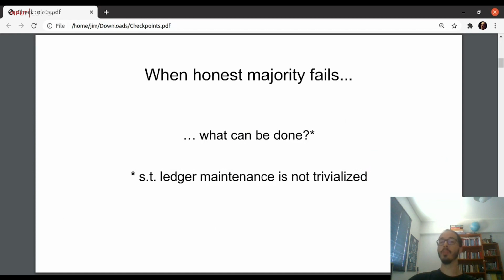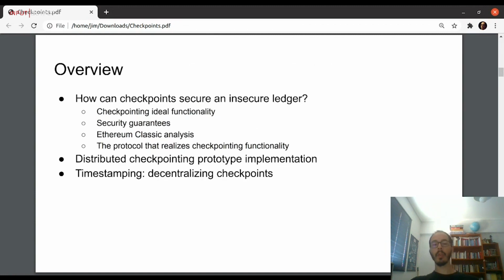So when honest majority fails, what can we do? The more interesting question that we're going to look into is what can we do such that the ledger maintenance, or in other words, the existence of proof of work, does not become trivialized. It still makes sense to run the ledger as it were, but in a way that protects it against an adversarial majority. So here's an overview of how I'm going to go about it.